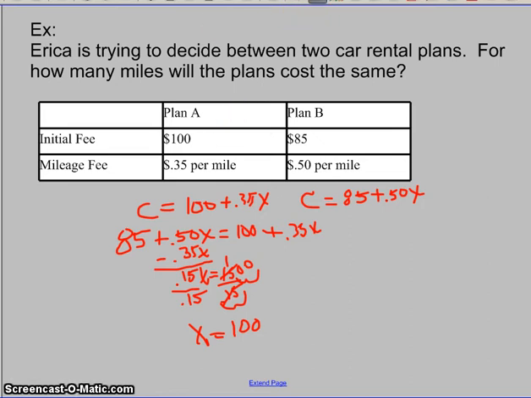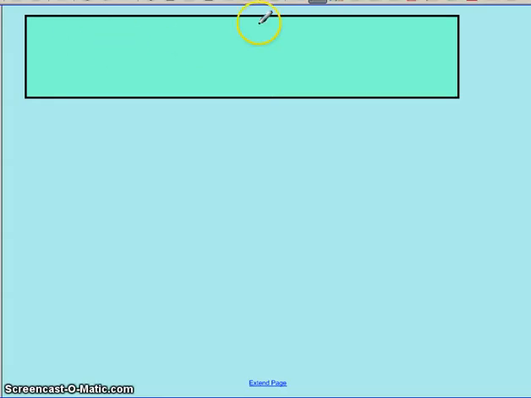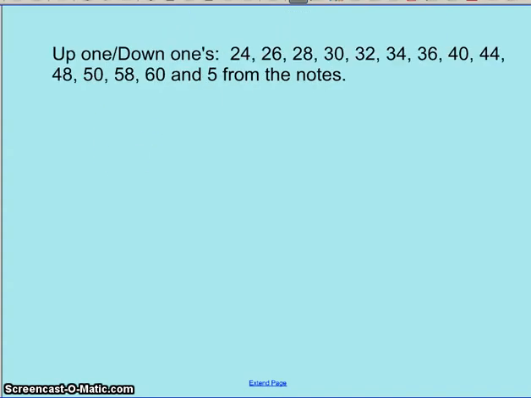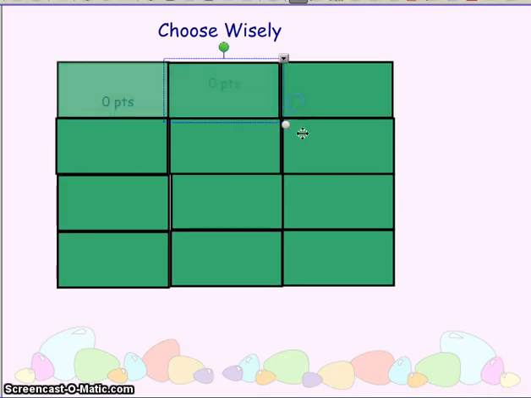So I think that's going to wrap us up for this section. This would be the regular geometry students, the up ones, down ones. Let's go ahead and do the boxes real quick.